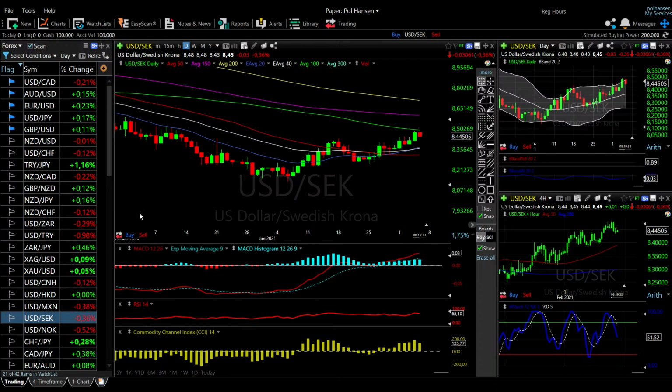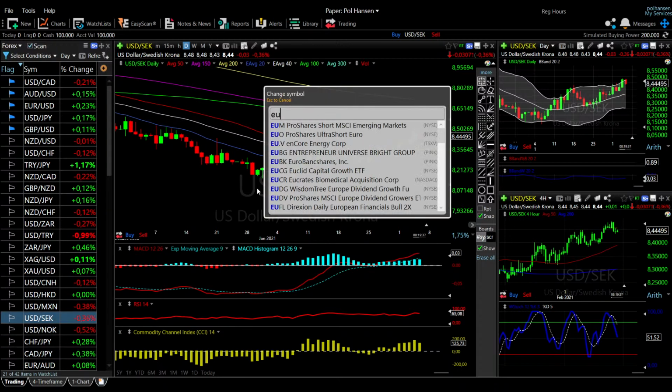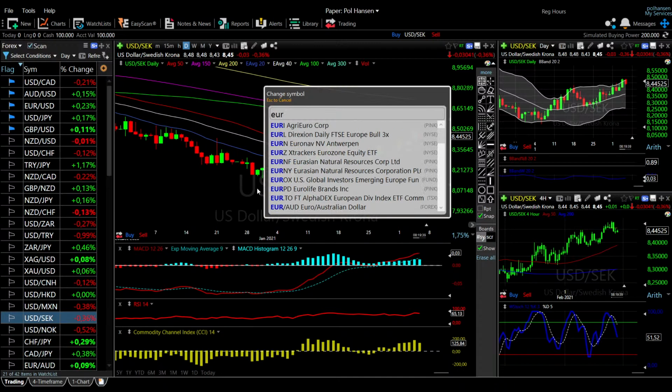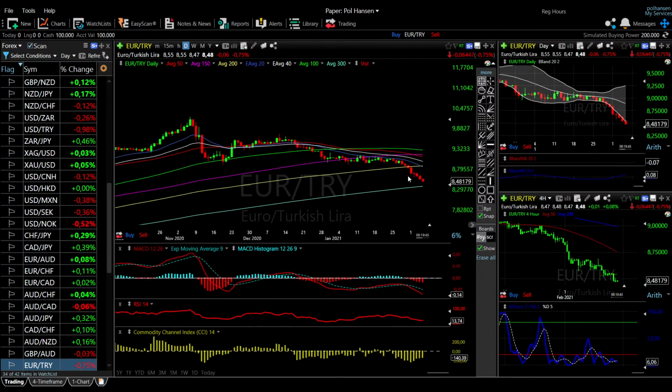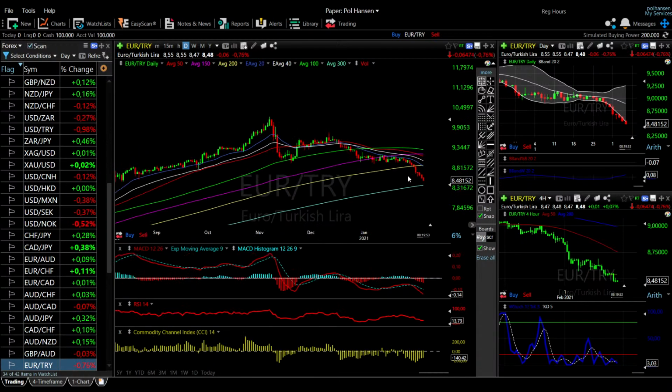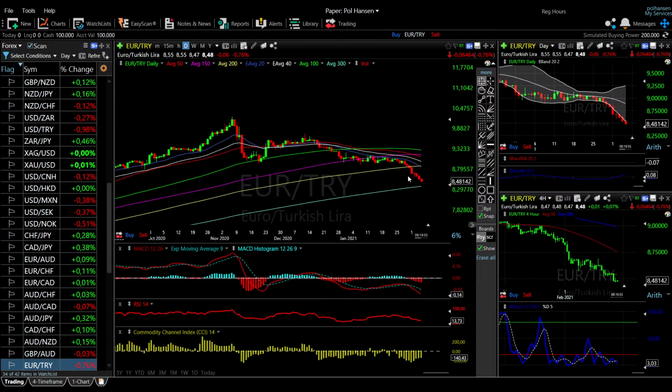So the last one is the Euro Turkish lira. So I don't think this is available in eToro, but if you have any other means of trading this, then this is a very good opportunity to enter this. Probably to enter this, to be very honest.